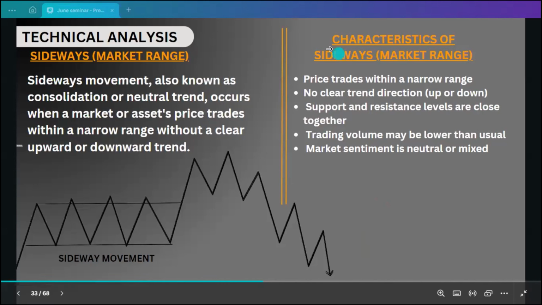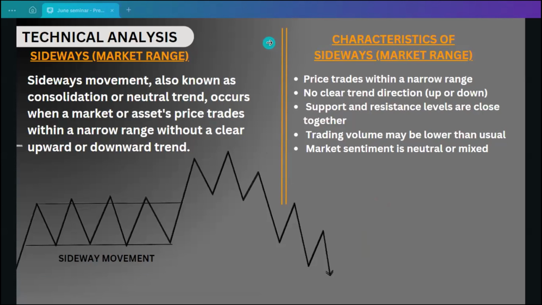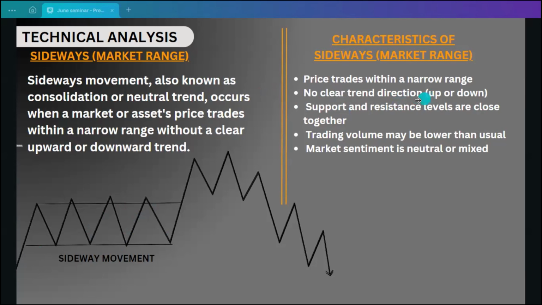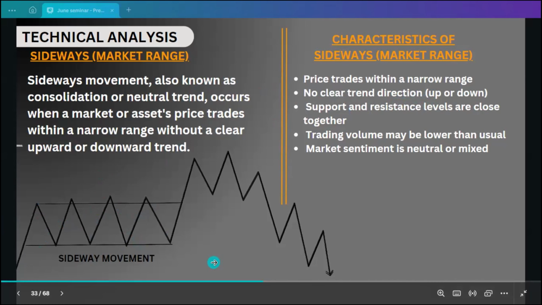So now, the characteristics of sideways movement, which is also known as a market range, is that price trades within a narrow range. As you can see, a narrow range. There's no clear trend direction. This is not an upward movement, it's not a downward movement. Price is just moving sideways.